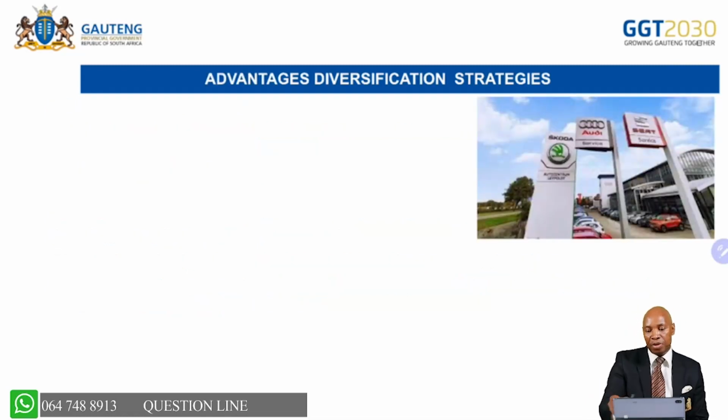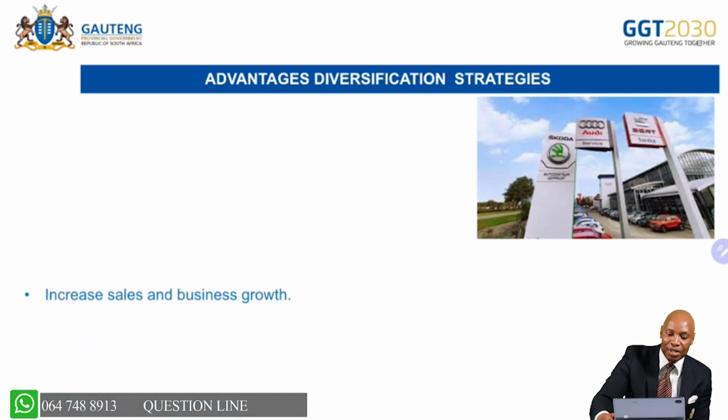Now, there we are. You can see a picture now. You are seeing a picture of cars, but with different trademarks, with different makes. You have your Audi, you have your Savate. Then that's a type of what, if I may ask you? Yes, it is a diversification strategy, but which one? That is your concentric diversification.